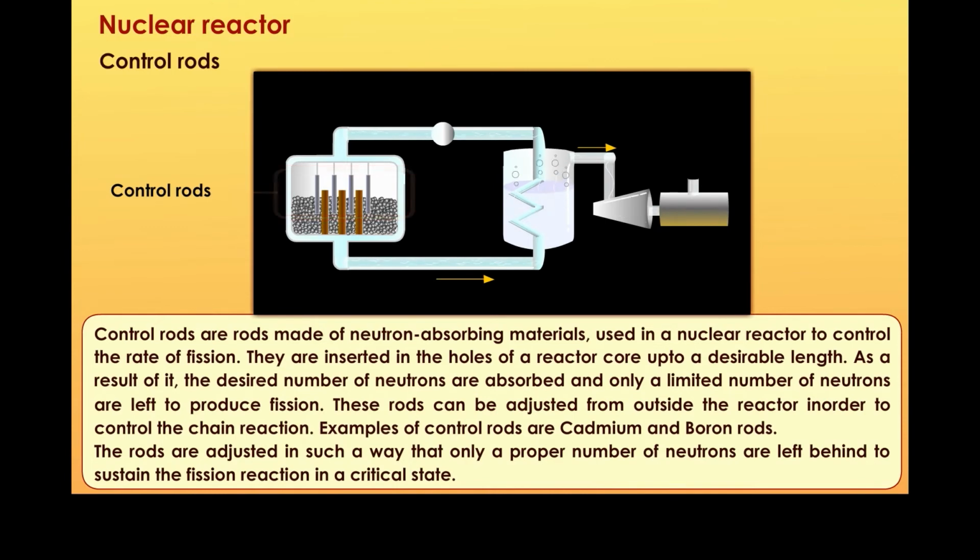Examples of control rods are cadmium and boron rods. The rods are adjusted in such a way that only a proper number of neutrons are left behind to sustain the fission reaction in a critical state.